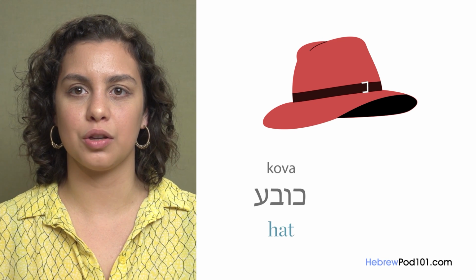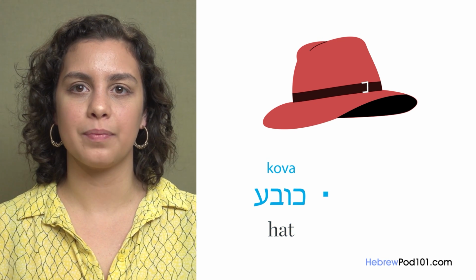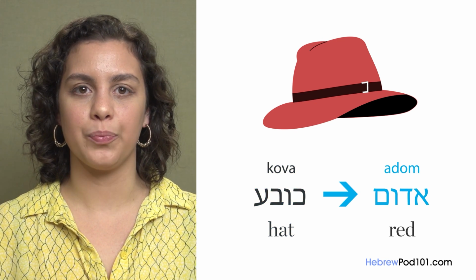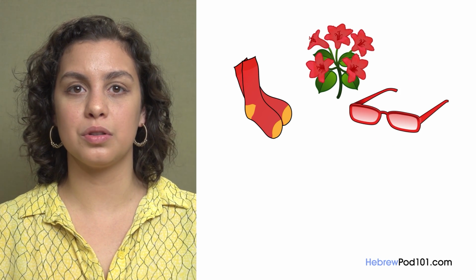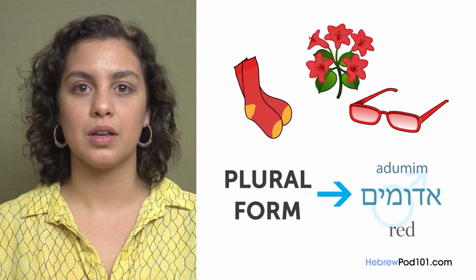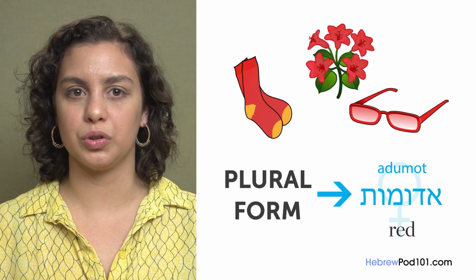If you were to buy a hat instead of a shirt, you would have to match the adjective to the gender of the masculine word hat, kova, and say adom. Likewise, if you want to refer to an item that has the plural form, like flowers, socks, or glasses, you'll use the plural form for the adjectives, adumim or adumot.